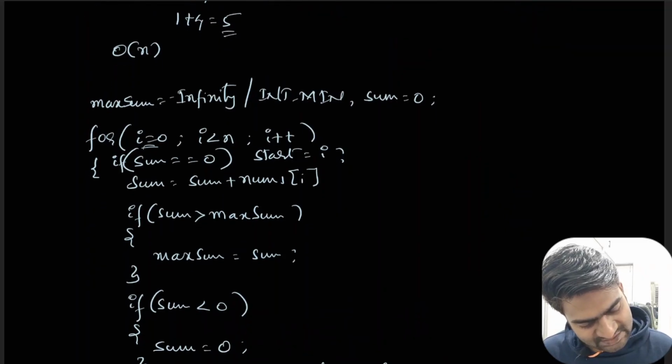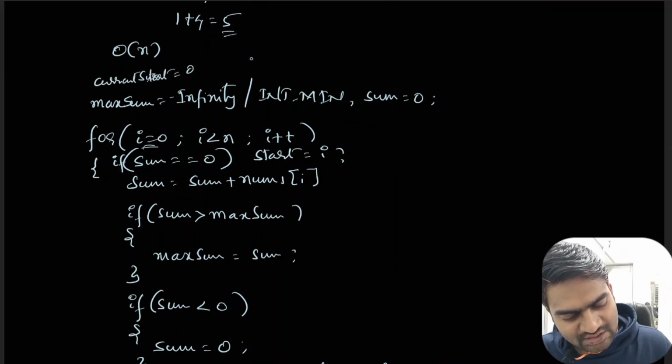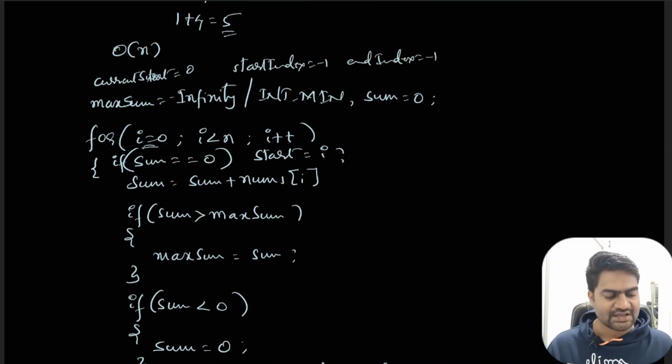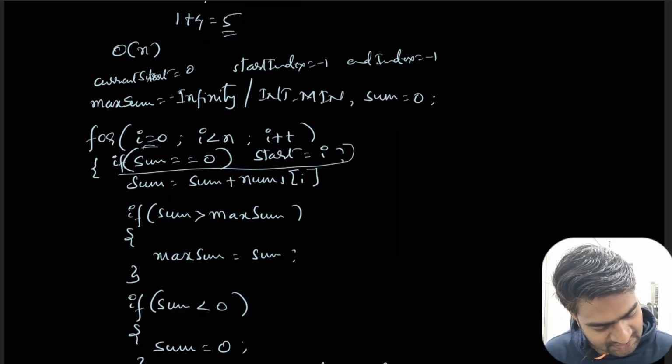So we will consider this point, and we will update our code a little bit. We will take a current start equal to 0. Then we will take start index equal to -1 and end index equal to -1. What are the start index and end index used for? They are used to find the start index and end index of a subarray which gives the maximum sum.